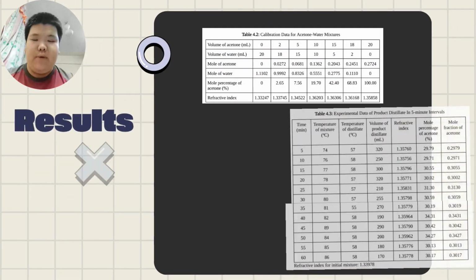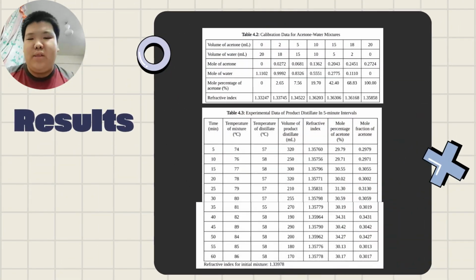For the results part, in Table 4.2, our calibration data, we recorded the volume of acetone and also water for each data set, and the refractive index was measured using the refractometer. Then for Table 4.3, we measured the temperature of the mixture, the temperature of the distillate, the volume of the product distillate, and also the refractive index of the distillate.